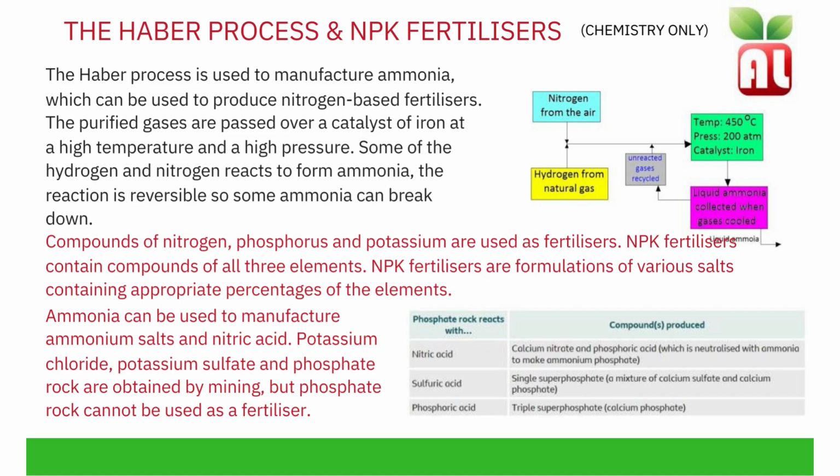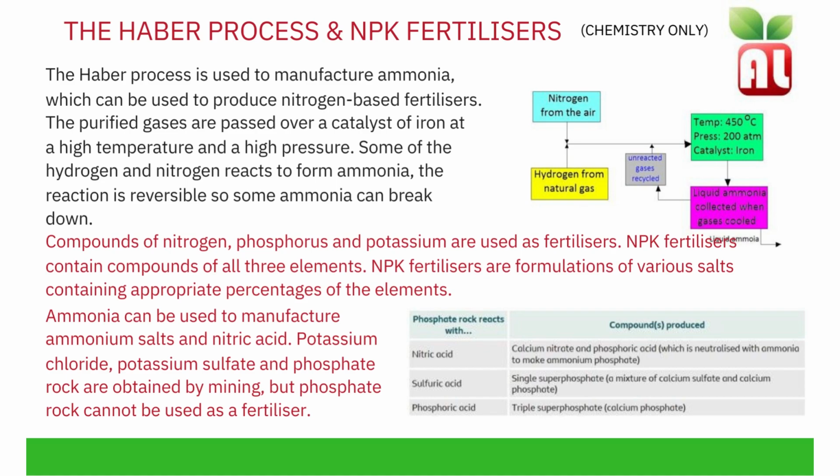The Haber process. Ammonia is an important industrial product to make fertilisers, explosives and dyes. It is manufactured using the Haber process. This involves a reversible reaction between nitrogen and hydrogen. The balanced symbol equation is N2 + 3H2 ⇌ 2NH3.